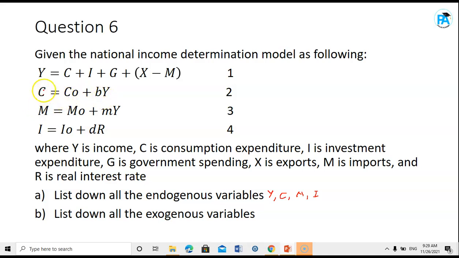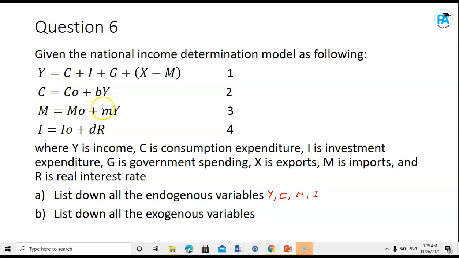To get consumption before you fix it in this model, you didn't bring it from outside. It was found within the model. You get the answer for C before it was fixed into this function. So you didn't impose it from outside. Are you getting it? So that makes it an endogenous variable as well.